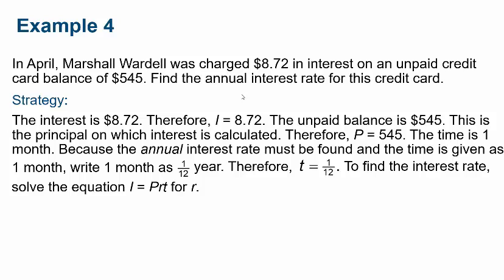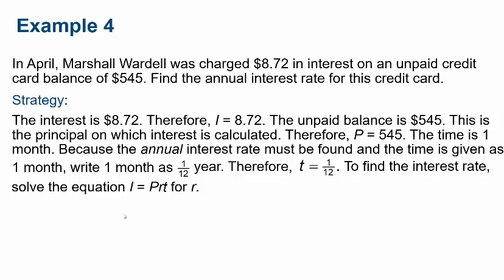All right, in April, Marshall was charged $8.72 in interest on an unpaid credit card balance of $545. Find the annual interest rate for his credit card. So the interest I here is $8.72. The unpaid balance is $545. This is the principal on which interest is calculated. The time is 1 month. Because we're talking about an annual interest rate, we're going to write time as 1 divided by 12, because we're only looking at 1/12 of the year. Therefore, my T variable is 1/12.